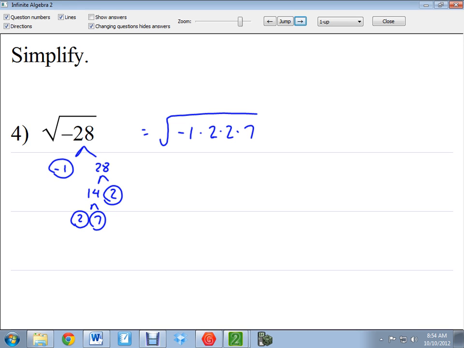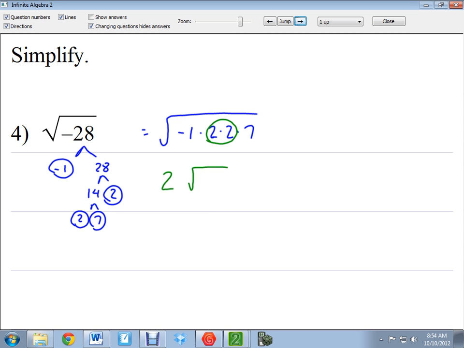Now remember what we did before. We want to simplify a square root. We look for pairs on the inside of the square root. In this case I have a pair of 2's, so I can pull that 2 on the outside. Now I could leave it as 2 times the square root of negative 7, but I don't really like that. That's not really nice because I didn't take care of the negative.